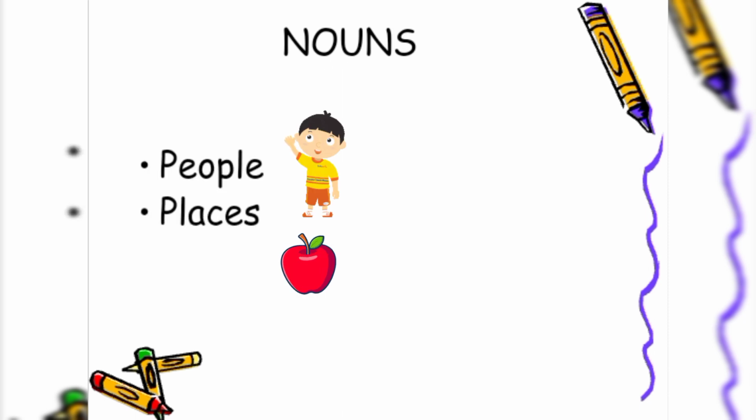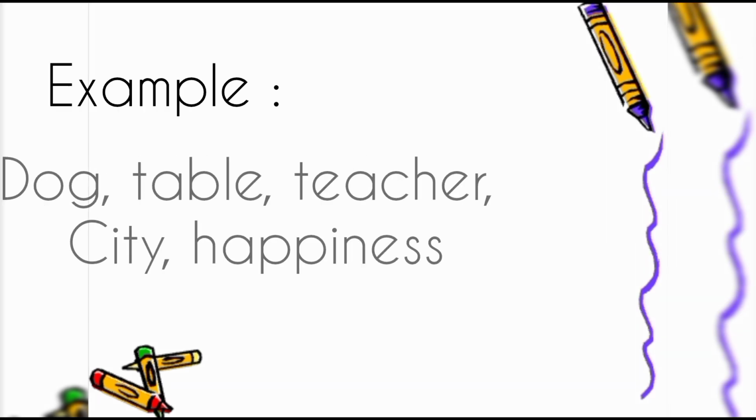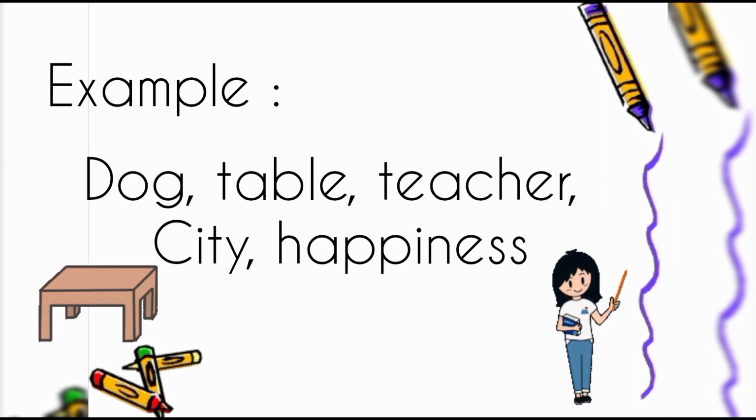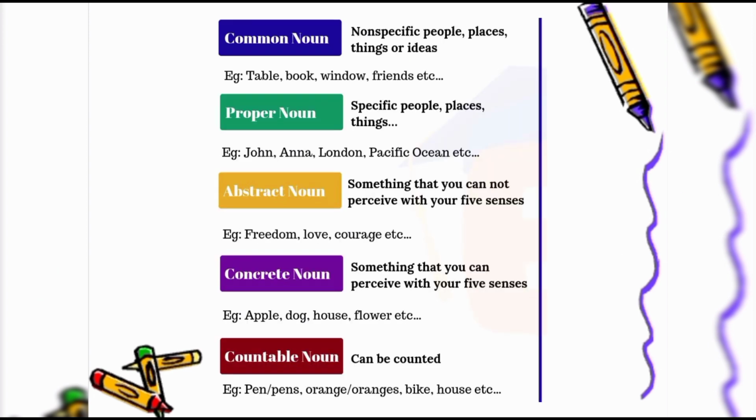A noun is a word that names a person, place, thing, or idea. For example, dog, table, teacher, city, happiness are all nouns. Let's quickly see some types of nouns. Common noun. These are common, like they are not specific people, places, things, or ideas. For example, table, book, windows. They're common names, right? Proper noun. These are specific nouns, specific people, places, or things.